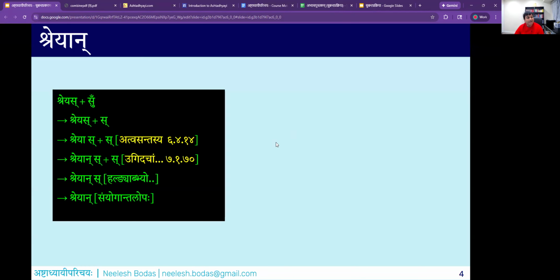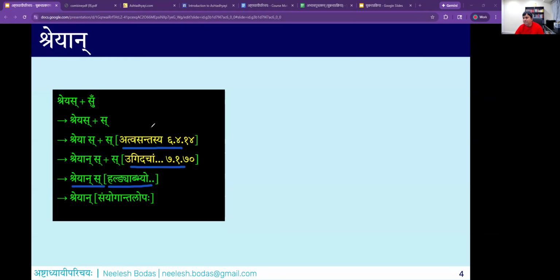So let us first of all recollect the question. The question was about the prakriya of Shreyan, and what you are seeing on the slide is the correct prakriya of Shreyan, where you start with Shreyas plus Su. You do Atvasantasya Chadhatoho first, making an akar of akara. So Shreyas, upadhadirgha. Then you do Ugidacham Sarvanamasthanya Dhatoho. Nakara is added, and then you say Shreyan S, and then Shreyan is generated.